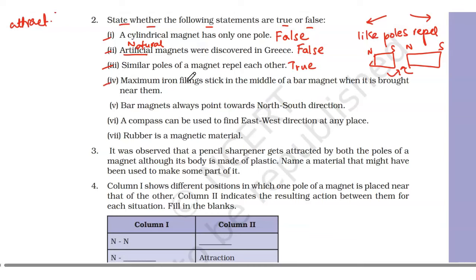Question number 4. Maximum iron filings stick in the middle of a bar magnet when it is brought near them. This is false. If you bring iron filings near a bar magnet, you will find that maximum iron filings are sticking towards the poles of the magnet. And very few will be sticking towards the middle or center of the magnet. Because the strength of a bar magnet is maximum at the poles.